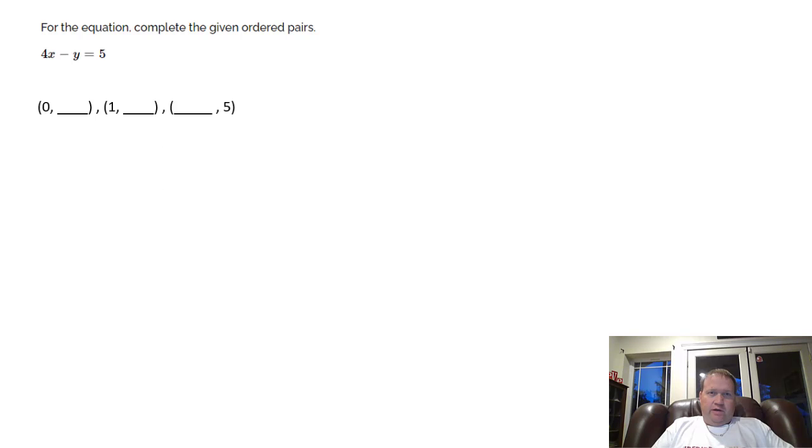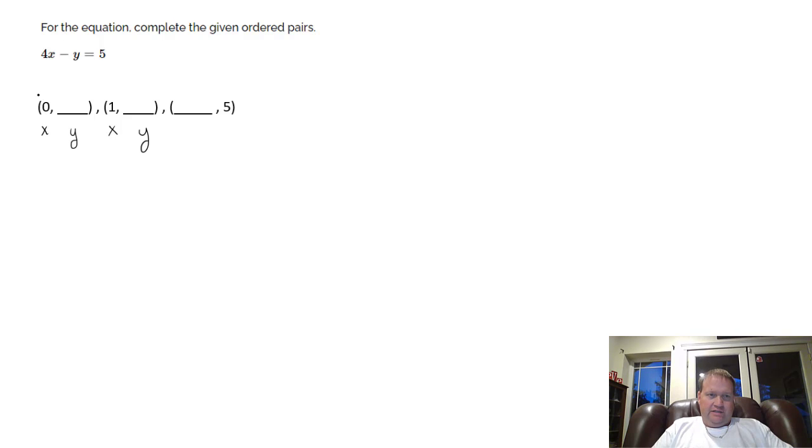So we're looking at a linear equation, and we are going to have to come up with some ordered pairs, and that means we need to find some solutions to this equation that says 4x minus y equals 5. Now in an ordered pair, the first number is always x and the second number is y. So in this case, the first two examples, we actually know what x is, and we're going to find y.